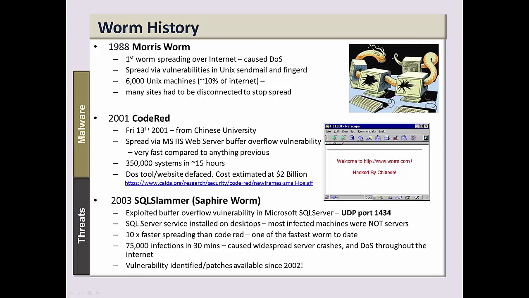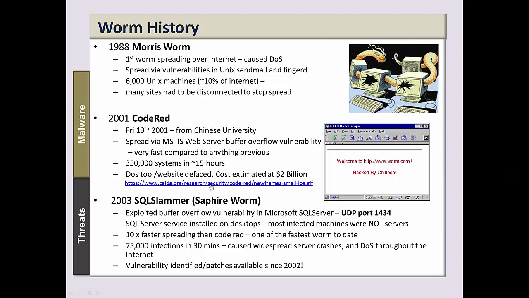So Code Red's quite an interesting one, because it was incredibly fast spreading. It was actually a buffer overflow vulnerability in the Microsoft web server, so the IIS web server, which was run on a lot of machines at that point. So yeah, 350,000 systems in under 15 hours is fairly fast, still even to this day. So this is the old Netscape Navigator, if anyone remembers that, and this is the message that popped up, and it defaced the website, and it actually caused a fair amount of damage.